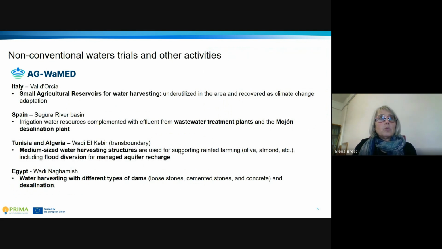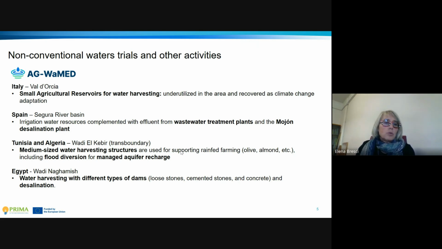So the non-conventional water that has been considered in AG-WaMED are different for all the 4 living labs. In particular, in Italy, we explore the use of small agricultural reservoirs for water harvesting, that are now underutilized, and instead there is a very big interest for rehabilitating the numerous, almost 1,000 small agricultural reservoirs that are in the region because of a measure for adaptation to climate change.